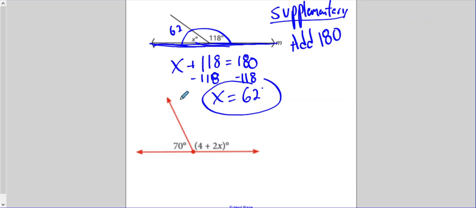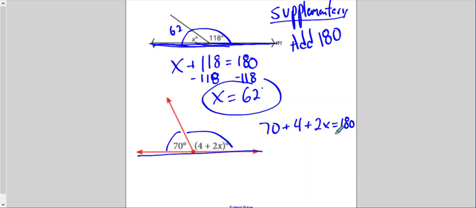The same relationship is true here. This forms a straight line. So this plus this, 70 plus 4 plus 2x. That plus that equals 180. I'm going to combine like terms again. That's 74 plus 2x equals 180, and then I'm going to solve this two-step equation.